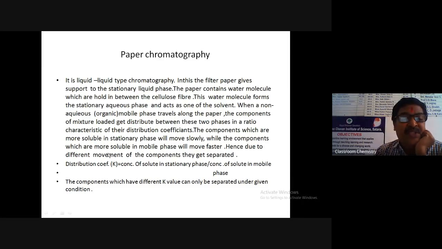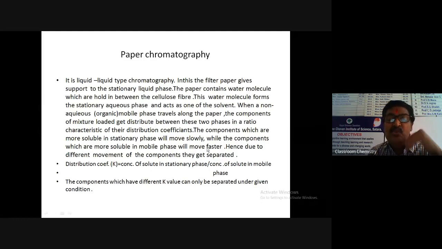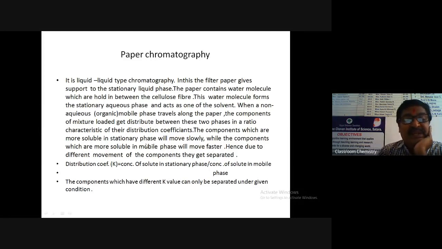While the components which are more soluble in mobile phase म्हणजे ऑर्गॅनिक सॉल्व्हंट मध्ये जे कंपोनंट जास्त सोल्युबल असतात ते जोरात मूव्ह होतात. म्हणजेच काय? The components which are more soluble in water move slowly while the components which are more soluble in organic solvent they move faster. Hence due to difference in the movement of the components they get separated.